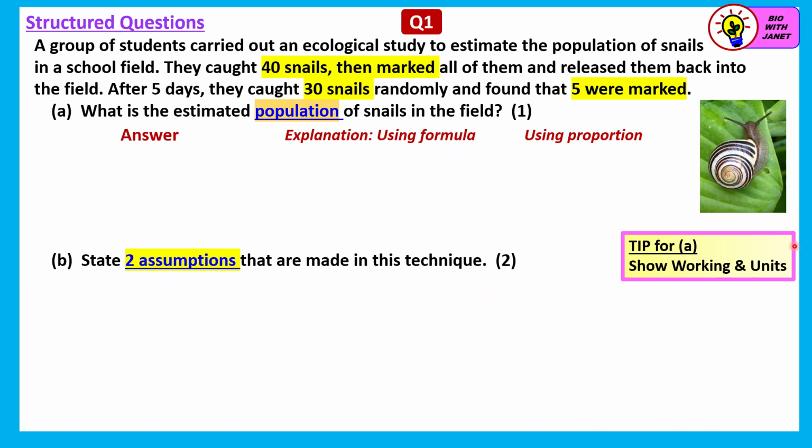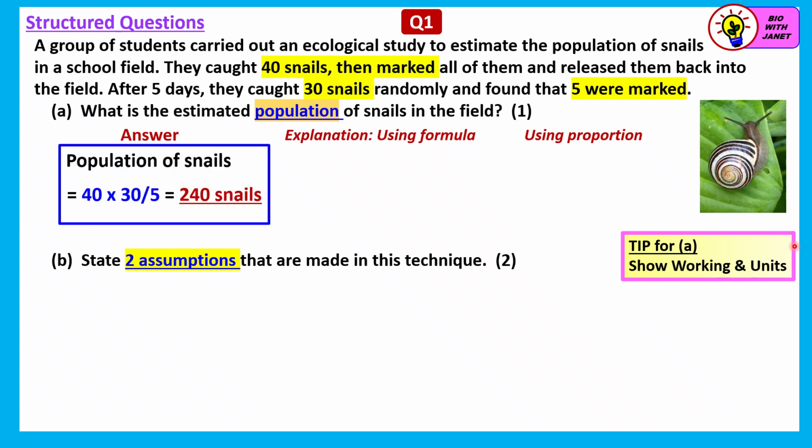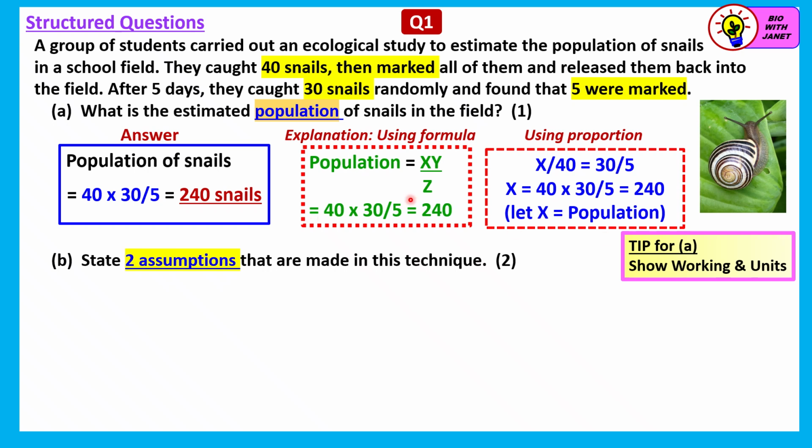What is your answer for the estimated population? The answer is 40 times 30 over 5 equals 240 snails. So the population of the snails equals the number of snails in the first capture, which is 40 snails, multiplied by the total number of snails in the second capture, which is 30 snails, and 5 were marked, so divided by 5. So the answer is 240 snails. So these are the two workings.